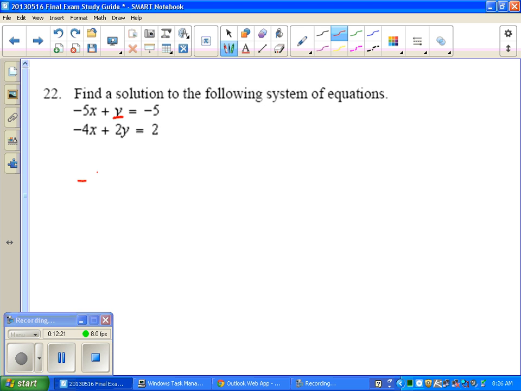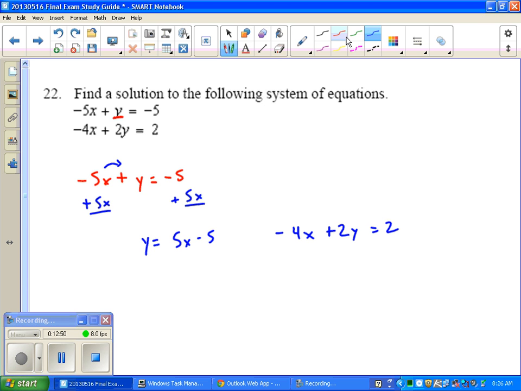So we have -5x, but if you use the other way, it's okay. Plus y equals -5. In order to get y by itself, you want this to move to the other side of the equation. That says -5x, so add 5x. If you add it to the left, add it to the right, plus 5x. This leaves you with just y equals 5x minus 5, just the way we put in mx plus b form. The other equation is -4x plus 2y equals 2. There's no reason to go ahead and move that equation.